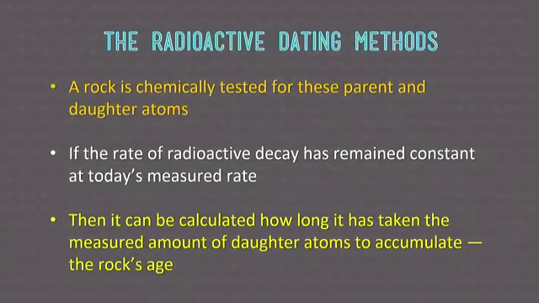So let's think about this process. What happens? A rock is chemically tested for these parent and daughter atoms. You collect the samples, you do a chemical analysis, and here's how it works. You've got the parent and daughter atoms that you've measured. If the decay rate has been constant, you can calculate how long it took for those daughter atoms to have come from decay of parent atoms. And that period of time is then regarded as the rock's age. Well, I probably lost half of you, so let me try and explain it again like this.